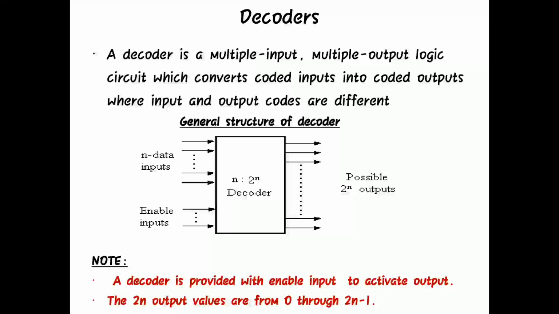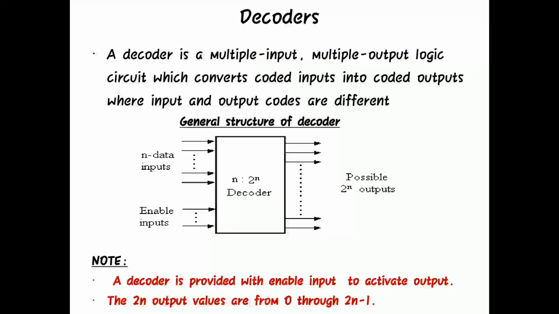Along with this, we have special inputs called the enable inputs. The meaning of enable inputs, or why they are used, is that in order to activate a complete decoder, we need to switch on one switch called enable. If we give the enable input, then only our decoder will work, otherwise the decoder will not work. Coming to the note, we have two important points. A decoder is provided with enable inputs to activate the output. To get output, we compulsorily need to activate the enable input.